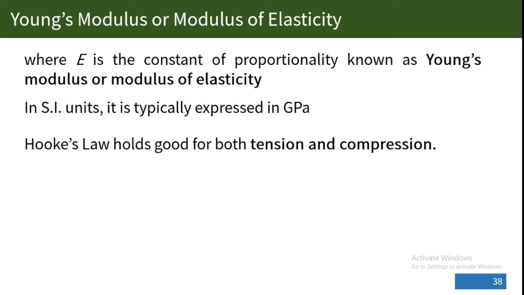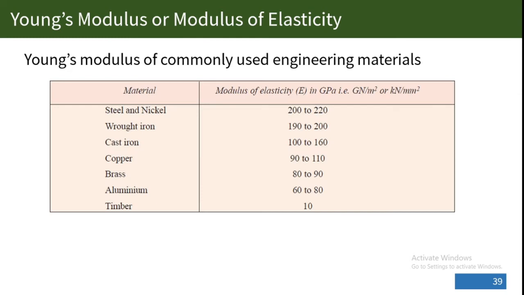So what's the significance of knowing this Young's modulus? For example, we have a table here of the modulus of elasticity of commonly used engineering materials. The materials listed in this table are steel and nickel with a modulus of 200 to 220 GPa, wrought iron at 190 to 200, cast iron and copper, plus aluminum and timber. So these are the corresponding moduli of elasticity.